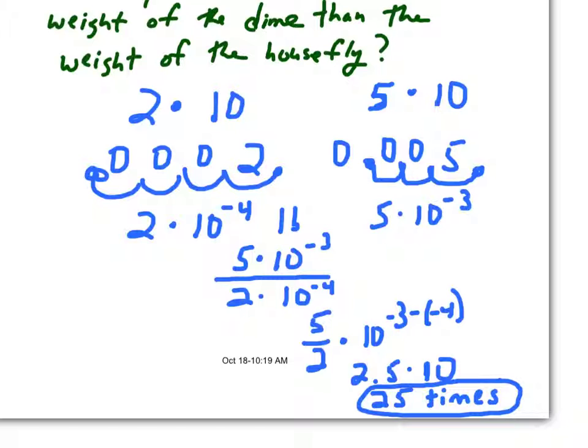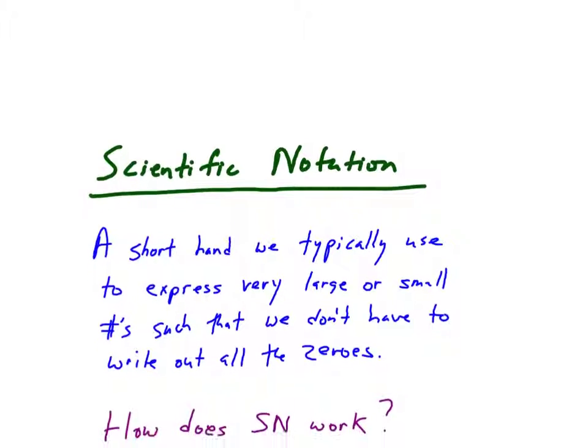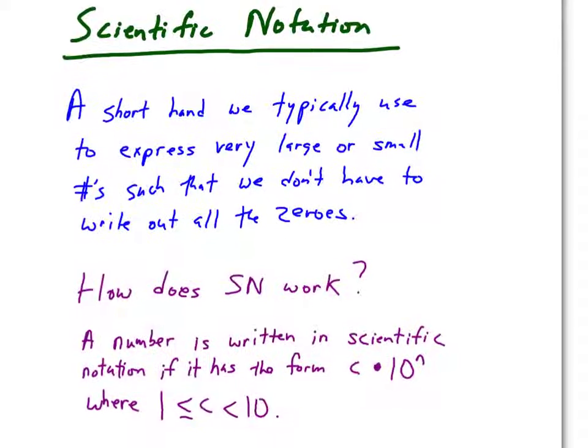All right, so let's go to the next. So now let's talk specifically about scientific notation. Scientific notation is a shorthand we typically use to express very large and or very small numbers, so that we don't have to write out all the zeros. Now, how does scientific notation work?